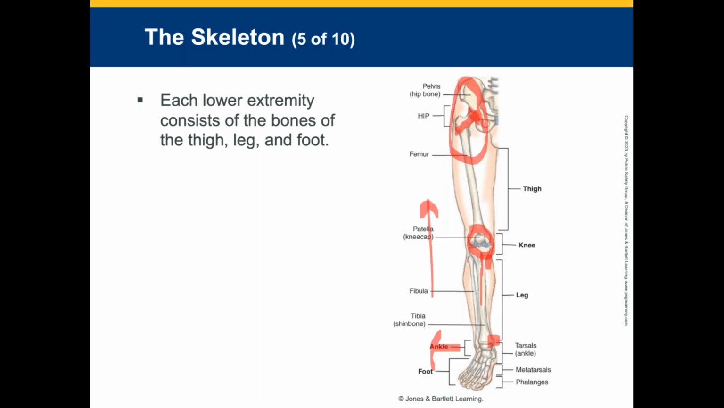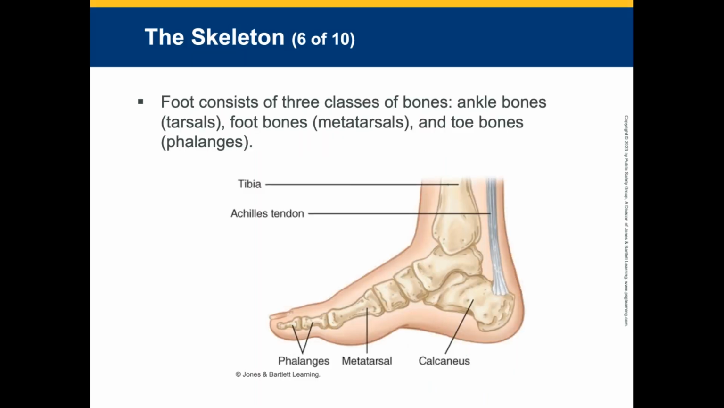The pubic bones are connected anteriorly by ligaments at the pubic symphysis. Lower extremities consist of the bones of the thigh, the leg, and the foot, where the lower leg consists of two bones, the tibia and fibula, and the fibula is an attachment point to the lateral ligaments of the knee joint. This serves as a lateral stabilizer of the knee, of the ankle joint, and it's also a distal articulation.